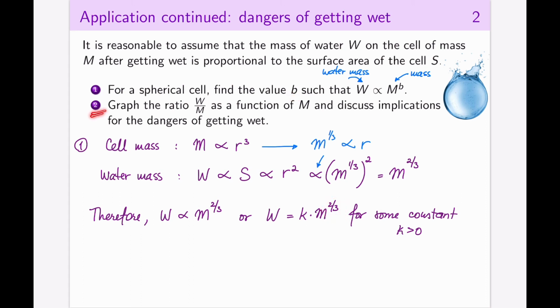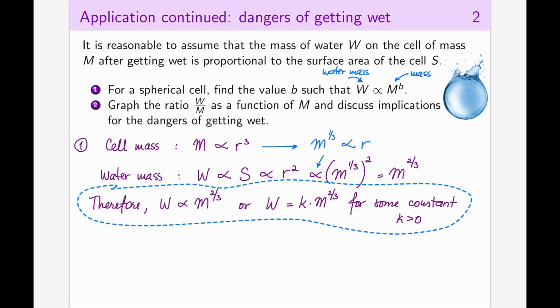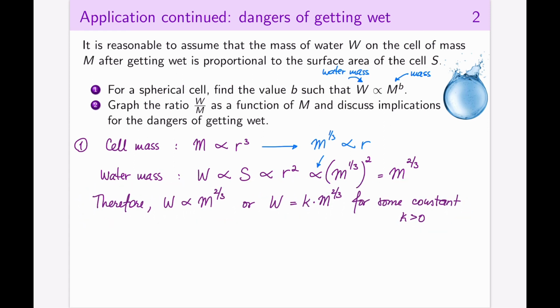Okay, now on to the second part of the question. We're asked to graph the ratio of W to M as a function of M. So let's take a look at what that would give us. I am interested in the actual ratio, so let's write it down: W divided by M. What I have for W is the relationship I just derived here. So W is equal to k times M to the power 2/3, and I'm dividing by M.